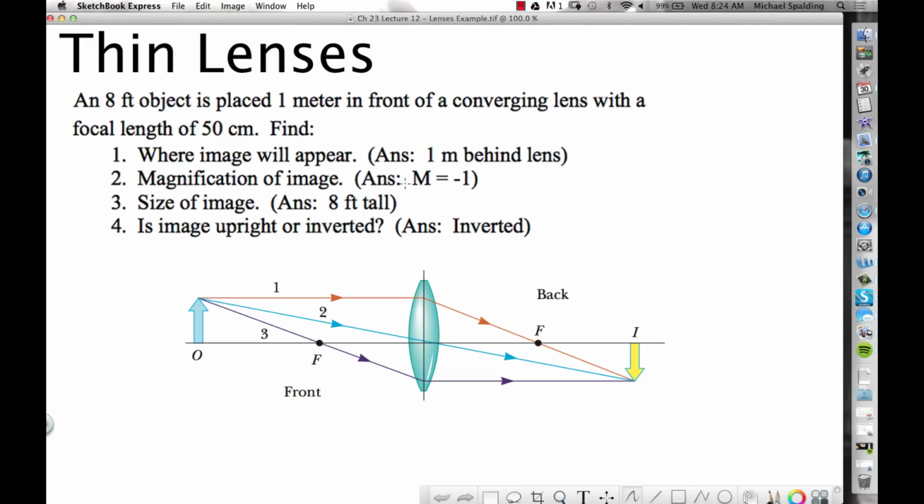Okay, so here's an example. We have a converging lens. Is this going to be positive focal length or negative? Positive. That would be positive focal length, okay?